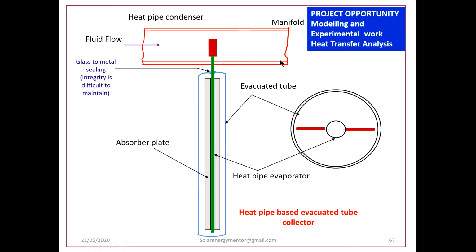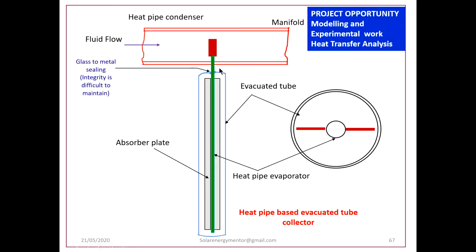And then the third challenging project is this: you can see here, this is a glass tube, and this glass tube is in contact with the metal tube here. Now this metal tube is hot, it is receiving heat and it is rejecting heat. So there is a thermal coefficient of expansion here. Due to this, the heat pipe is expanding and contracting. Now this is a glass to metal seal. So the integrity of the glass to metal seal is very difficult to maintain.